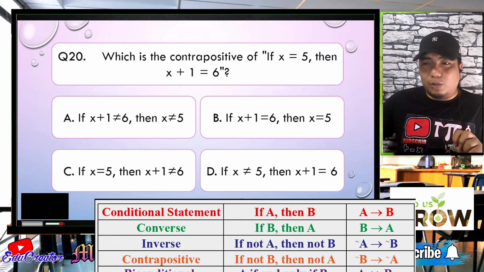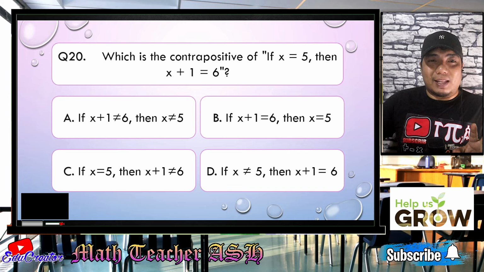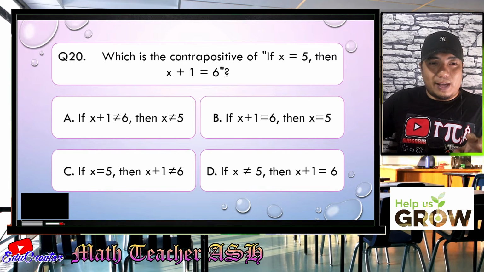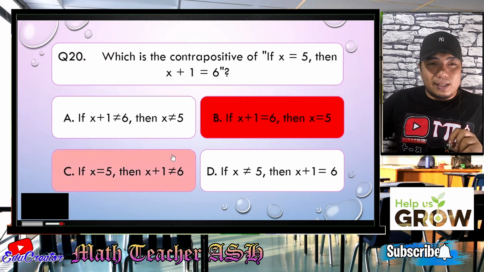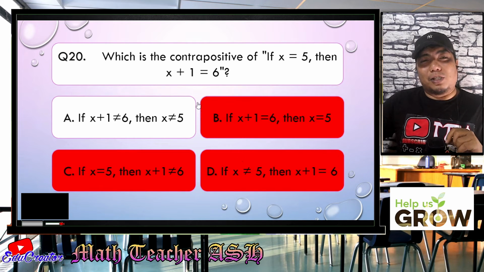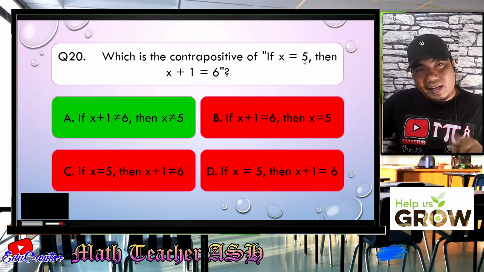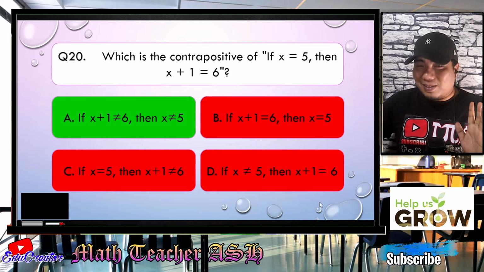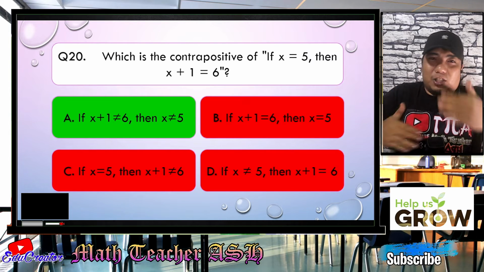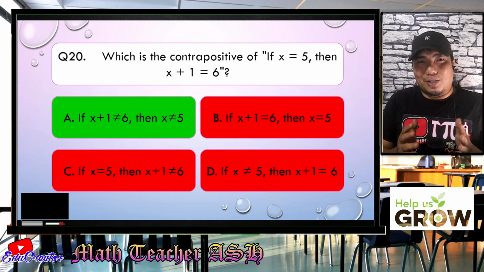All right, so let us check that one. So x plus 1, the negation of that is not equal to 6. All right, so we already have the correct answer. That is letter A. Letters B, C, and D are the wrong answers because the contrapositive is the negation of B going to the negation of A. I hope, my dear math learners, that is clear to you. If it isn't, just repeat this question and go over the discussion I have given you.